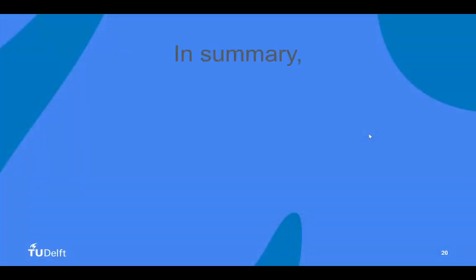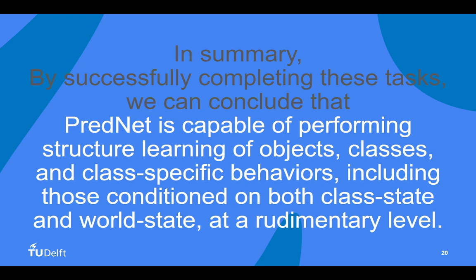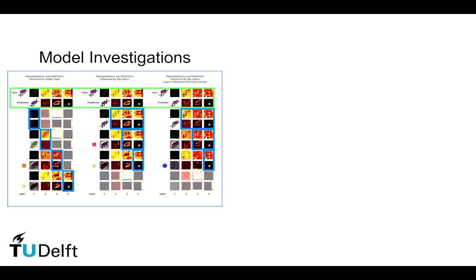So in summary, we can say that by successfully completing these tasks, we can conclude that PredNet is capable of performing structure learning of objects, classes, and class-specific behaviors, including those conditioned on both class state and world state at a rudimentary level.